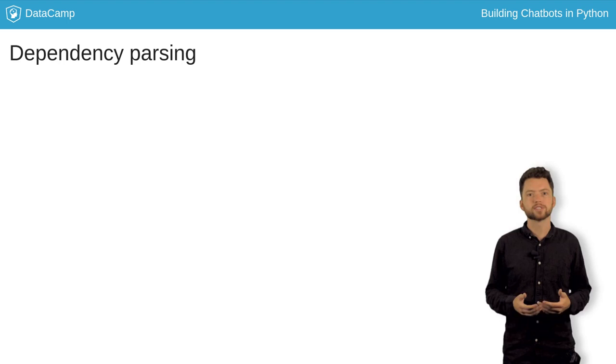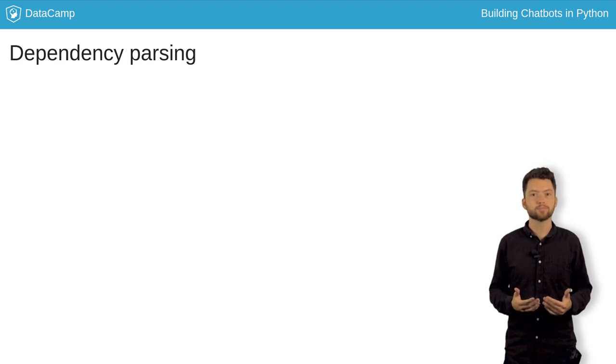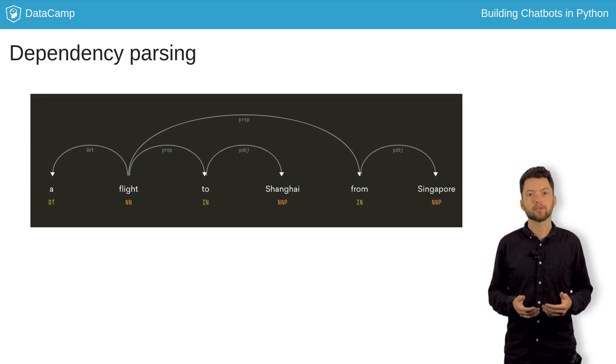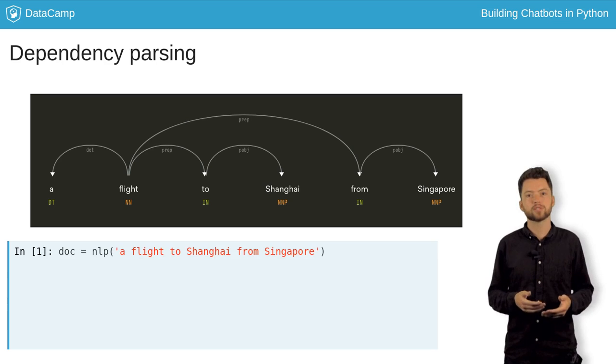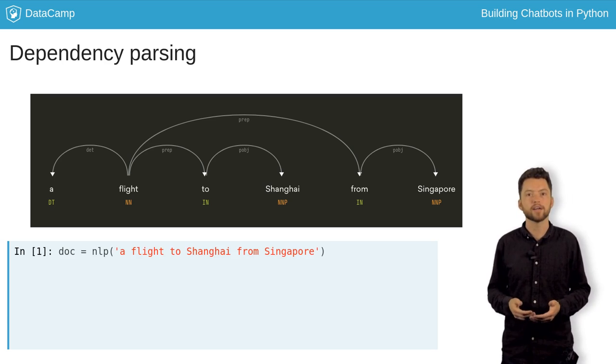Dependency parsing is a topic that's too big to cover in this course, but we will show how to use a parse tree to assign roles. A parse tree is a hierarchical structure that specifies parent-child relationships between the words in a phrase and that is independent of word order. In both the phrases "a flight to Shanghai from Singapore" and "a flight from Singapore to Shanghai," the word "to" is the parent of the word Shanghai, and "from" is the parent of the word Singapore.